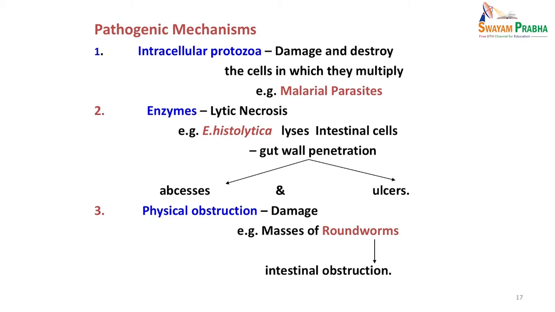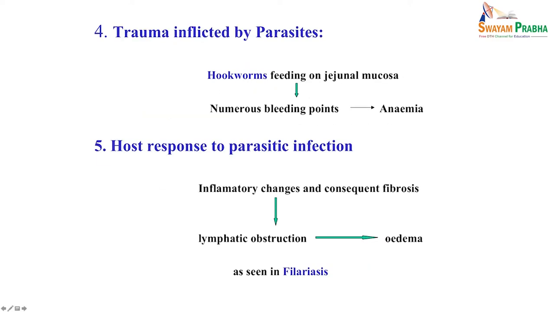Or sometimes the worms, by being present in big numbers, could damage and cause obstruction of the intestinal tract, like masses of roundworms can lead on to intestinal obstruction. Or when they are staying in the intestine, hookworms feed on jejunal mucosa and produce numerous bleeding points. So all the time blood is being lost from these areas and the patient can have anemia.